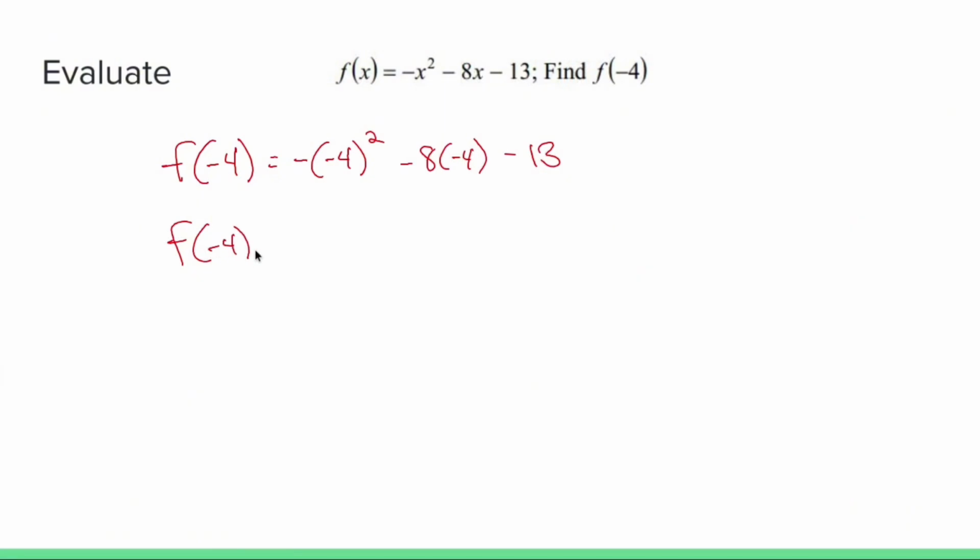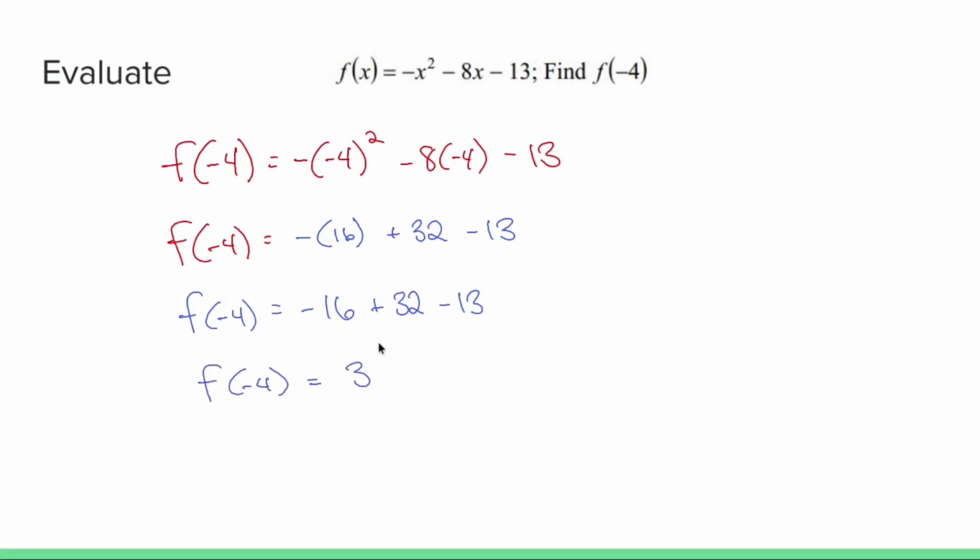So f of negative 4 is going to become, now PEMDAS says do the exponents, so negative 4 times itself is positive 16, but that negative is still lingering out there. Minus 8 times negative 4 is going to be positive 32 minus 13. So f of negative 4 is negative 16 plus 32 minus 13. Negative 16 plus 32 is 16, and 16 minus 13 is going to be 3. So f of negative 4 at the end of the day is just going to be 3. Dunzo.